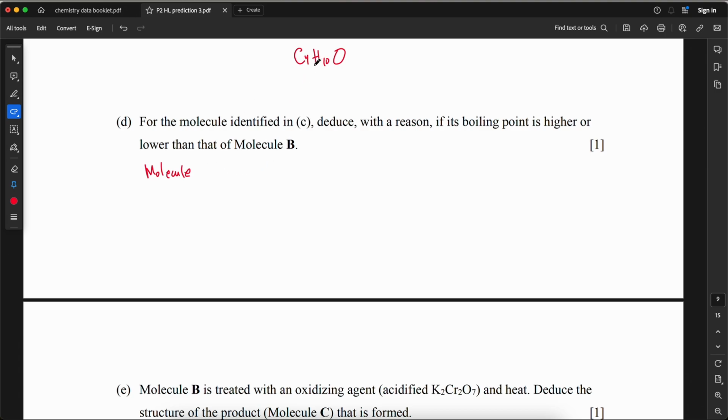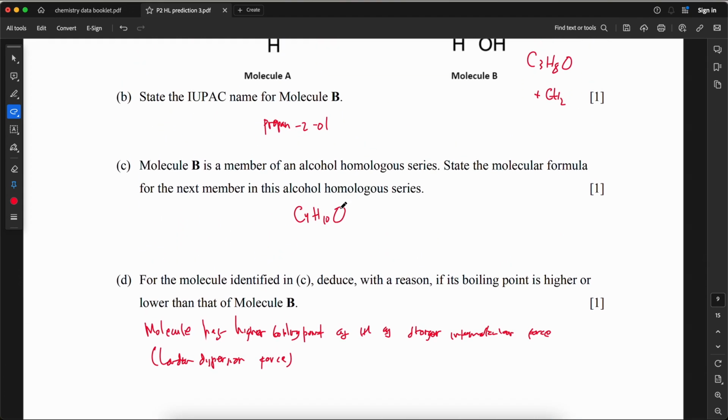Molecule C, identified as C4H10O, has a higher boiling point as it has stronger intermolecular force, which is London dispersion force. Okay, they both contain alcohol, right? C4H10O and C3H8O. So both contain hydrogen bonds, dipole-dipole force, and also London dispersion force. So to differentiate between these two, London dispersion force depends on the higher molecular weight. So C4H10O has bigger mass or molecular weight compared to C3H8O. Therefore, London dispersion force in C4H10O is stronger compared to C3H8O because it has higher molecular weight.